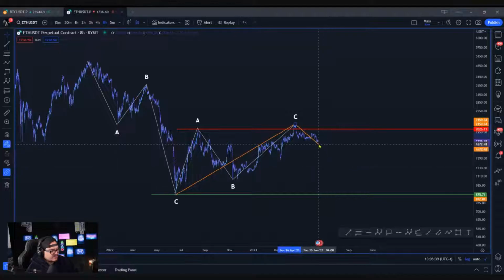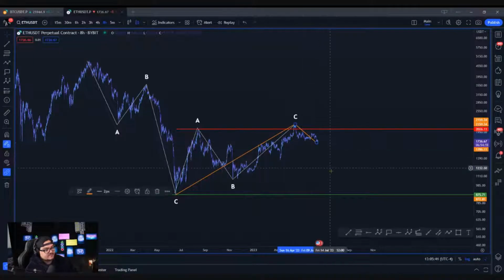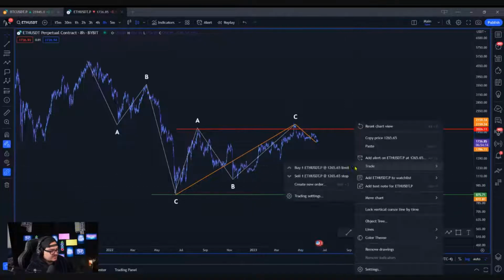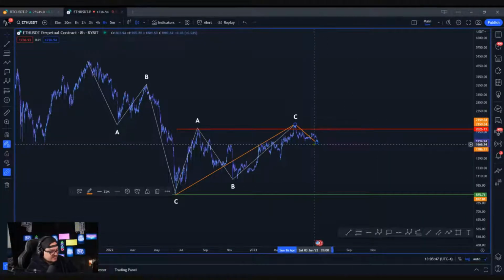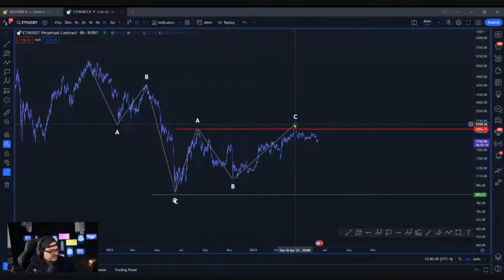But regardless, either we're done with the correction here, we have a little bit more to go, or worst case scenario, we're on our way to putting in new lows. It might take a couple months, but we're definitely on track to do that. And that's pretty much it for each of the scenarios.